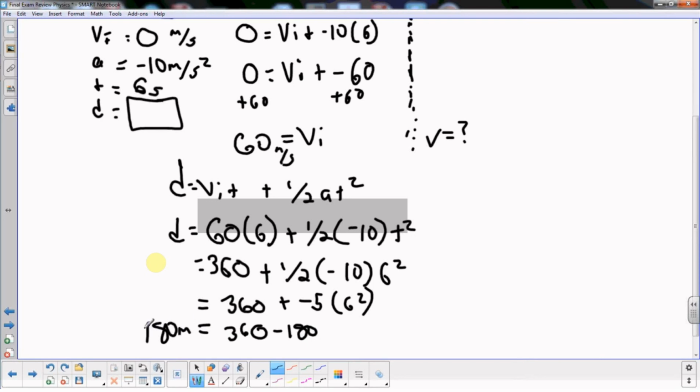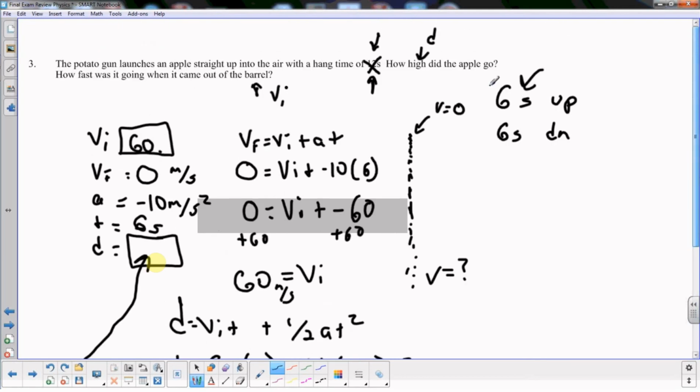So to answer your questions here, how fast was it going when it came out of the barrel? 60 meters per second. How high did it go? 180 meters up.